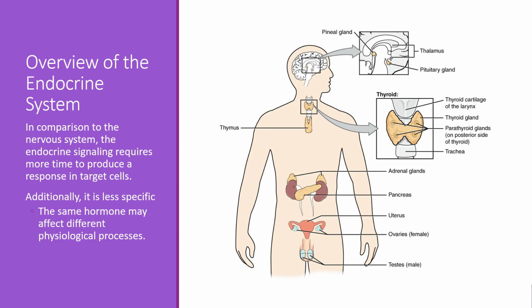The endocrine system is unique in that most of the organs that are in the endocrine system are also in other systems. So the classic example is the pancreas. The pancreas is part of the endocrine system with the release of insulin and glucagon. However, it's also part of the digestive system.